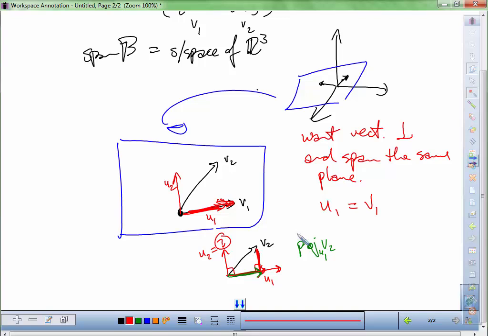We can generalize this because U1 isn't necessarily going to be the same length as V. So the projection of V2 onto U1 looks like this. This is the projection, right? Now, if I want to make a vector out of this, do you guys remember the formula for the projection? It's something like the dot product of those two, V2 dot U1 divided by the magnitude squared.